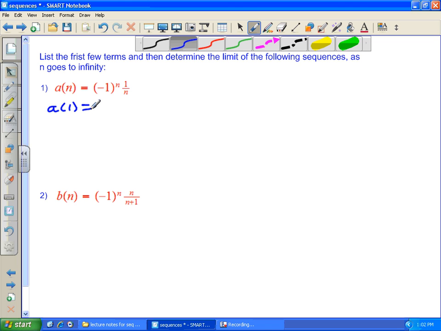Then list the first 4 terms and see if that's enough to give you an idea about where the limit is approaching.